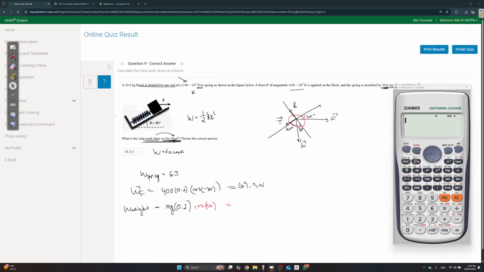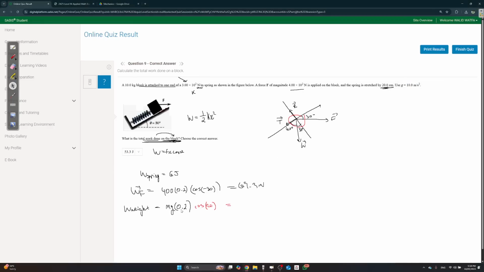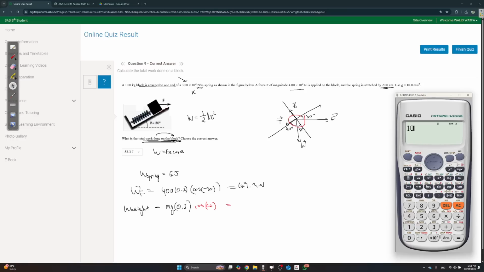Over here, the mass is 10, g is 10, times 0.2, so 10 times 10 times 0.2 times cosine 120, you're going to get a negative value, of course, so you're going to get negative 10 joules. I don't know why I put this in newtons, it should be joules. Okay, now, what else do we have?